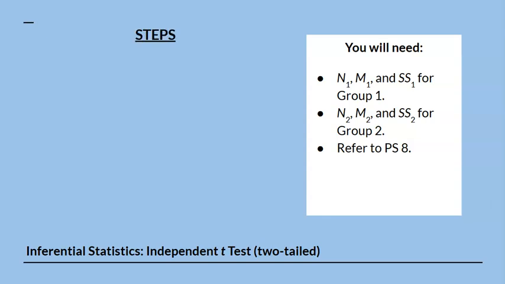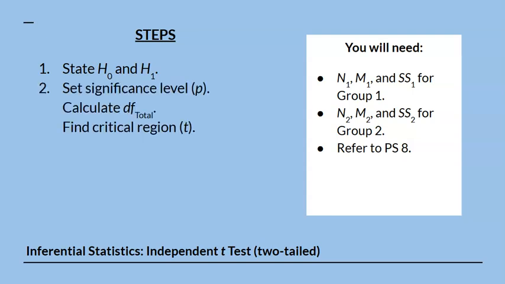In general, the steps are: Step 1, state the null and research hypotheses, in both a sentence and notation. Step 2, set your significance level, p, for your study. As the researcher, you get to make the decision this time. Then you'll calculate the degrees of freedom to find the critical region t.